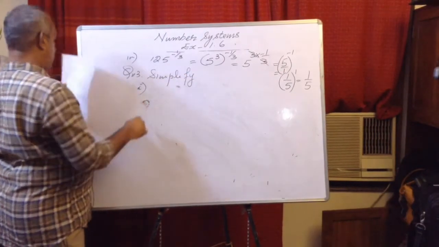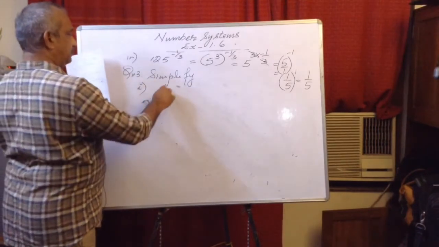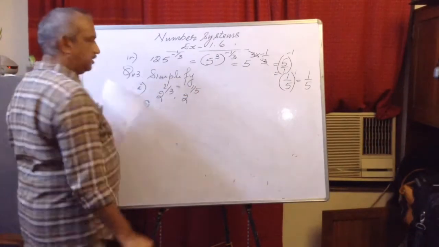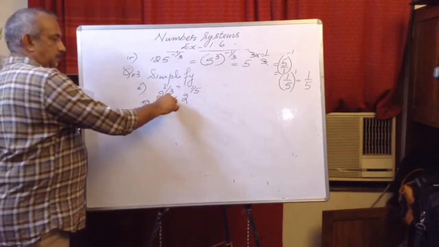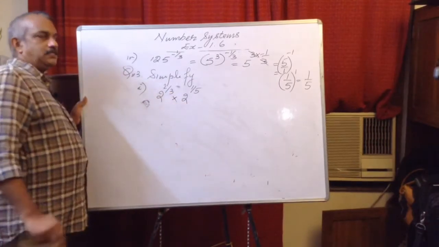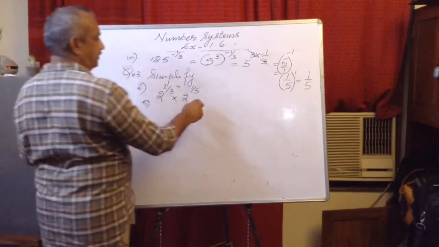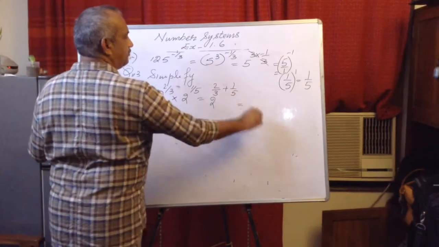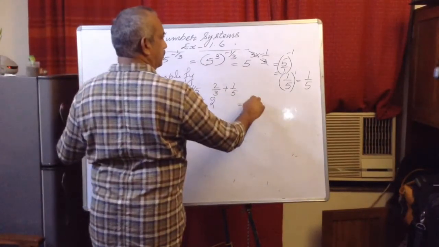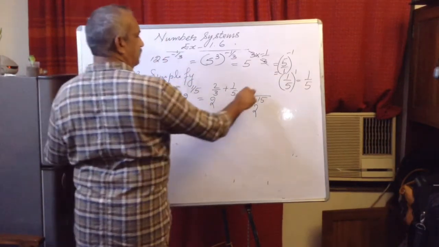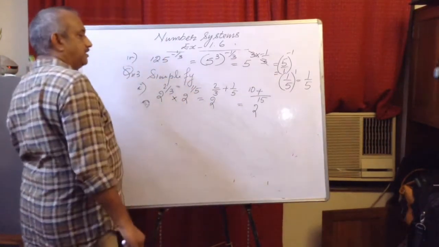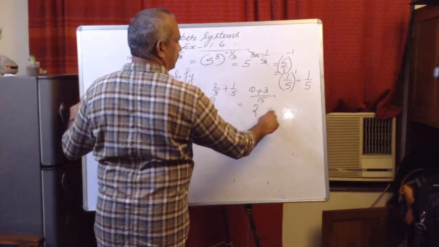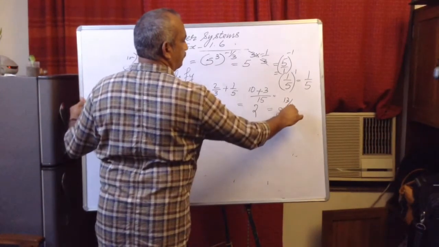Say first one, 2 raised to 2 by 3 into 2 raised to 1 upon 5. Here the multiplication sign only, and the bases are the same, so by the first law, powers will get added. So 2 raised to 2 by 3 plus 1 upon 5. You have to add by taking LCM. LCM is 15. 2 raised to 15, 5 2s are 10 plus 3 1s are 3. So the answer is 2 raised to 13 upon 15.